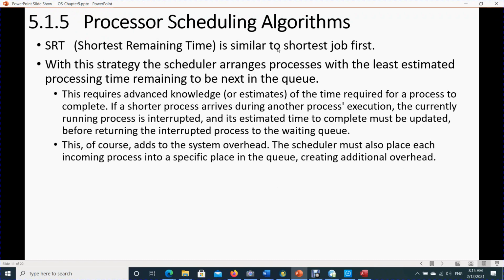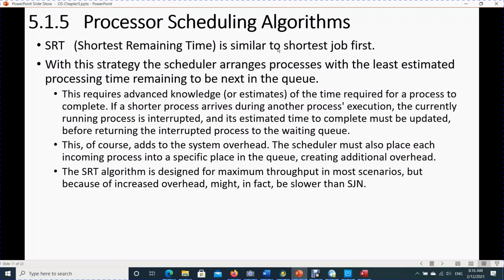Of course, this involves more system overhead. The scheduler has to put processes into the queue in specific places, not just at the end. That involves more overhead. The idea is to produce maximum throughput, and it works in most scenarios, but the increased overhead can result in slower performance than shortest job first.